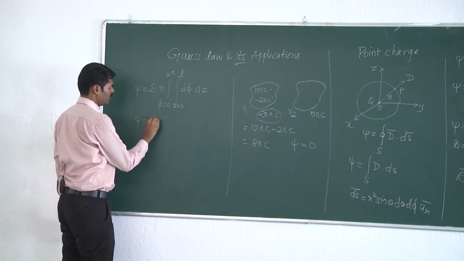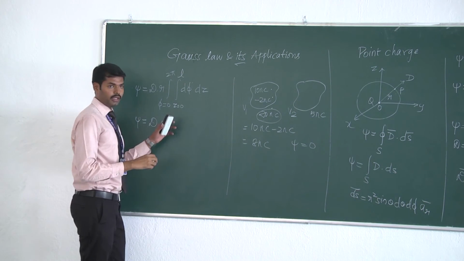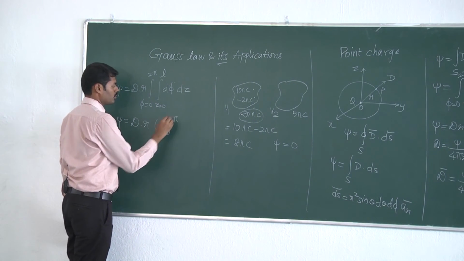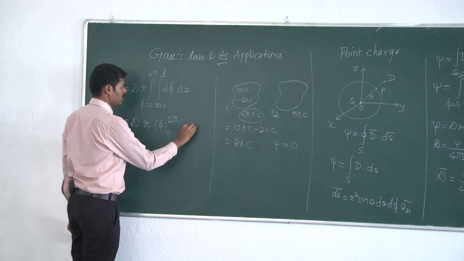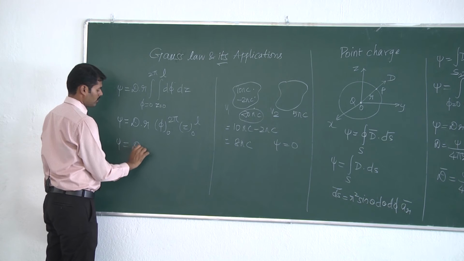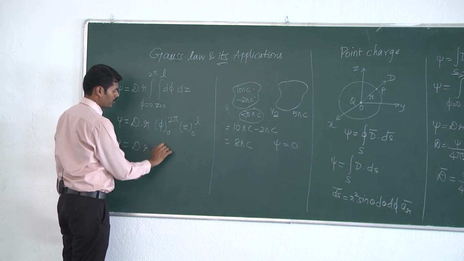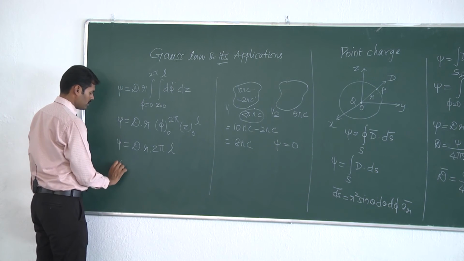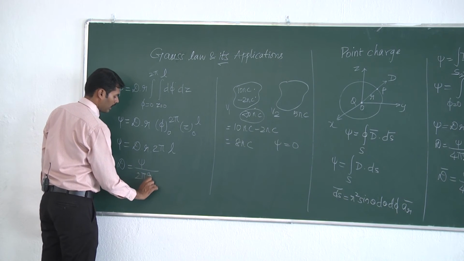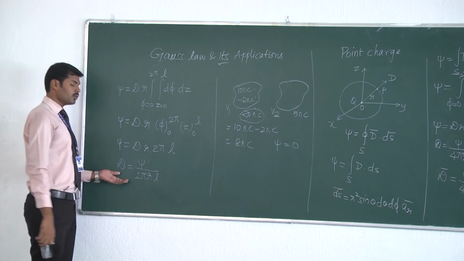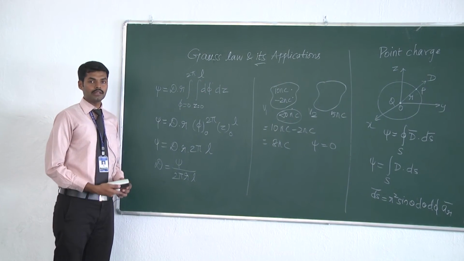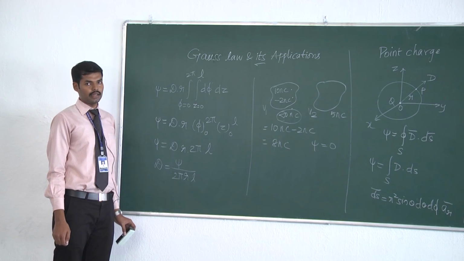So psi is equal to D into r. Upon integrating, we will get phi that varies from 0 to 2 pi, and z will vary from 0 to l. So we will get the equation D into r into 2 pi into l. So from this we shall write D is equal to psi divided by 2 pi r l. So this is the magnitude of the electric flux density for our line charge that exists on the z axis which has length L.